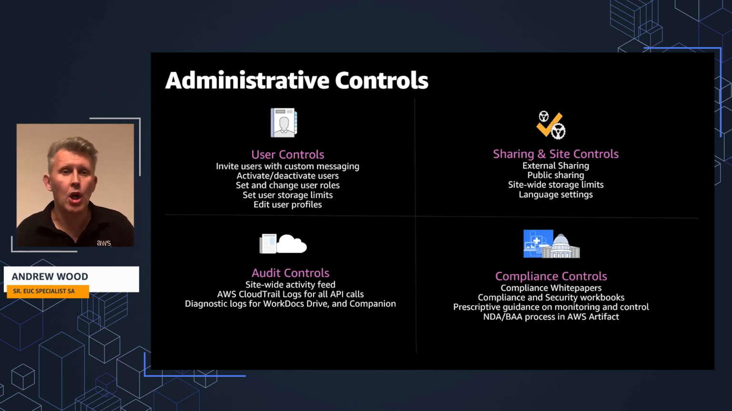We'll talk about real-time site-wide activity with real-time auditing. You can also have diagnostic logging for client components of WorkDocs Drive and WorkDocs Companion. If you want to dive deeper into understanding AWS compliance controls, there are a number of compliance white papers on the AWS compliance website. If you need NDA agreements or business associate addendums, these are available through AWS Artifact.